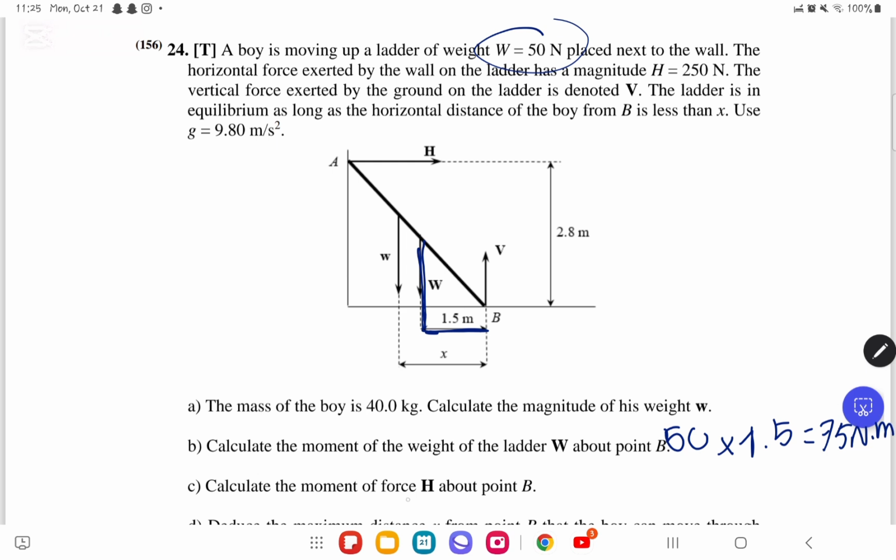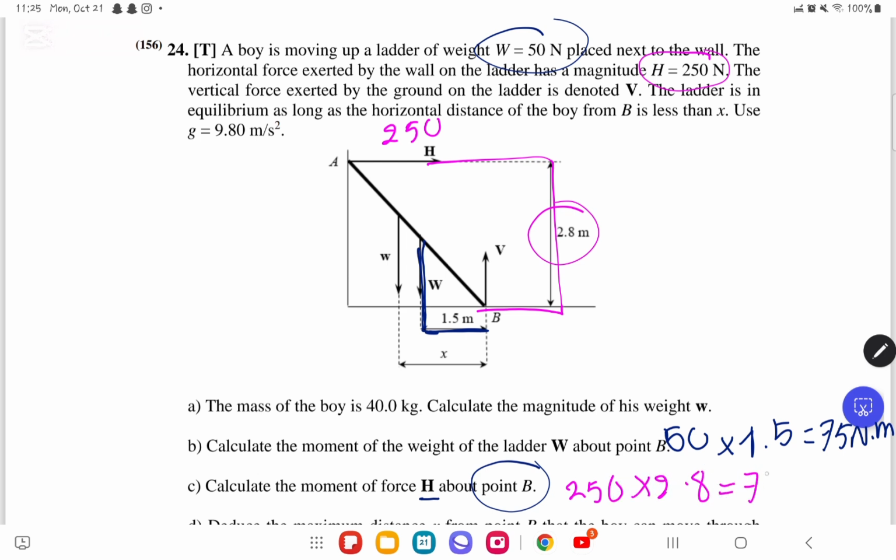Now calculate the moment of force H about point B. Very simply, we know that force H is 250 newtons, and if you read the given, you will see that the distance from H to B is 2.8 meters. So it's going to be 250 newtons times 2.8 meters, so it's 700 newton meters.